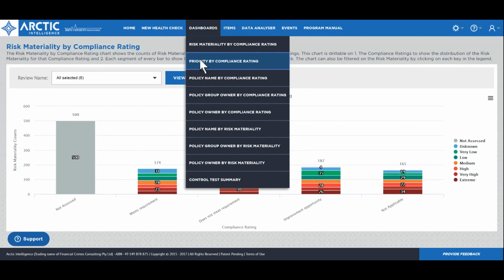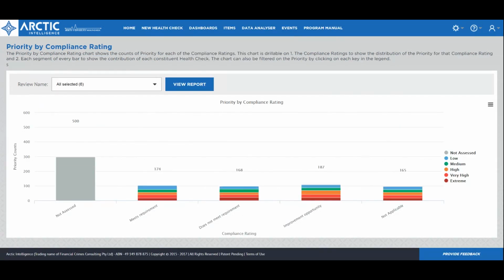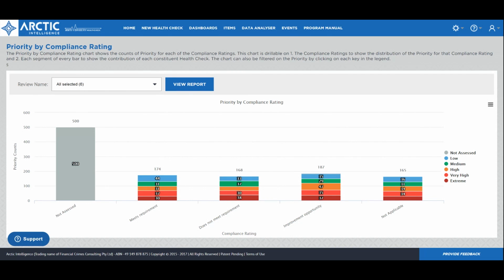non-compliant. Dashboard 2 is called Priority by Compliance Rating, which summarizes obligations assessed as being a high priority, particularly where the compliance assessment has highlighted potentially non-compliant obligations.